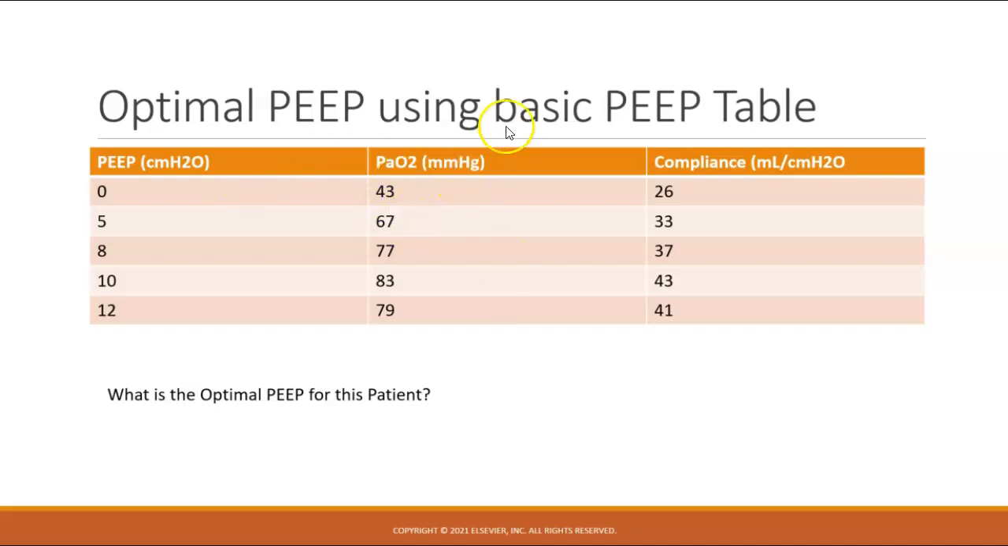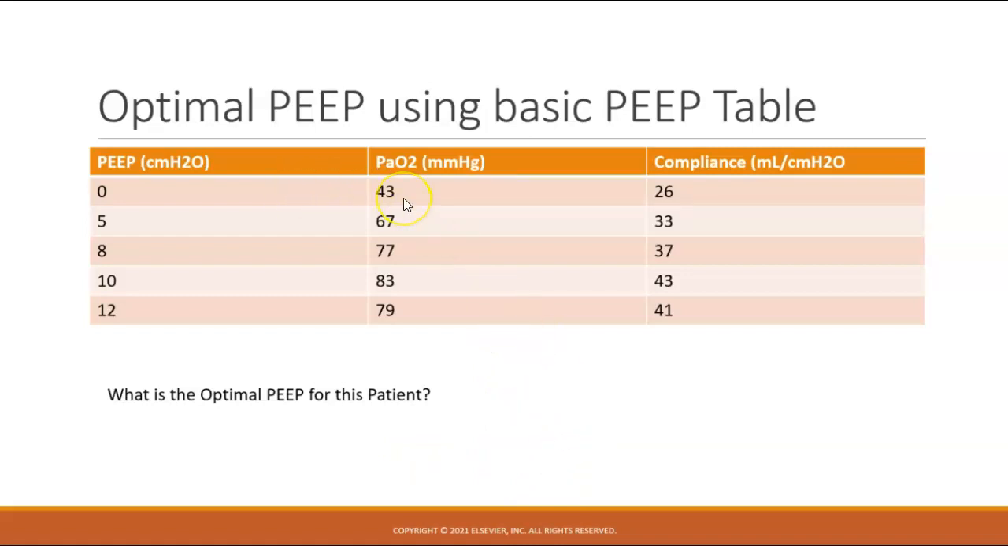So I'm going to start at 0, and I see that at 0, I get a PaO2 of 43 and a compliance of 26. Okay. Remember, the higher the compliance number, the better for the patient. The higher the PaO2 number is better for the patient. So all I need to do when I'm looking at this chart is see what's the minimal PEEP level I needed to use to give me the best oxygenation and compliance.